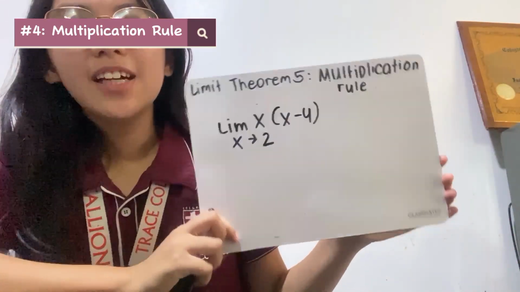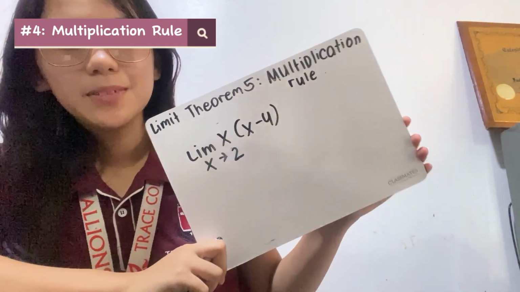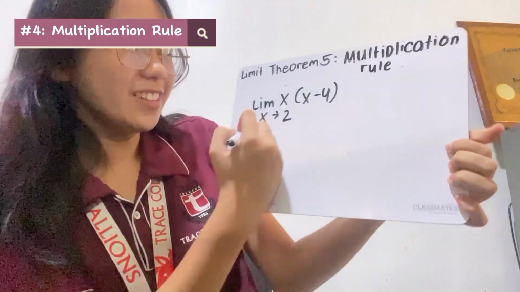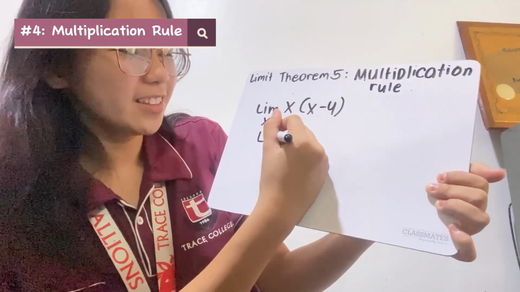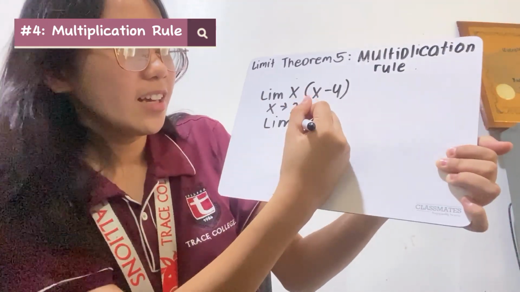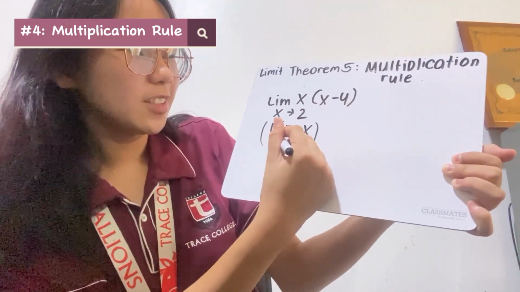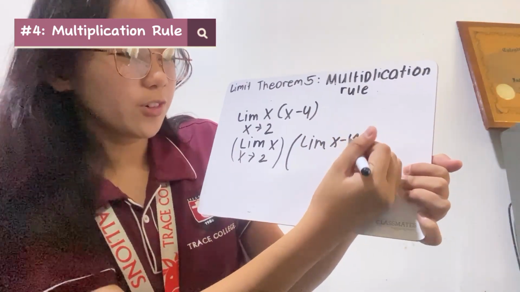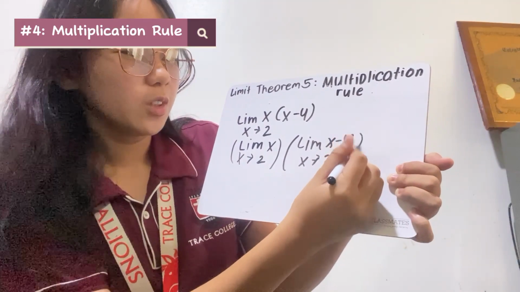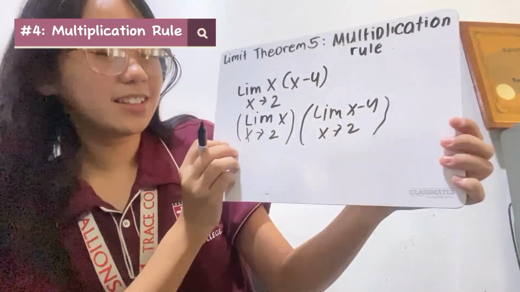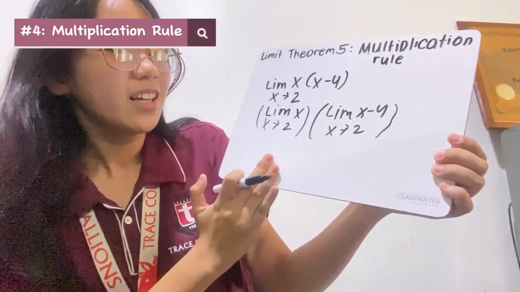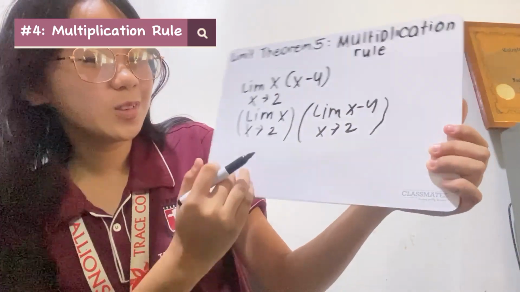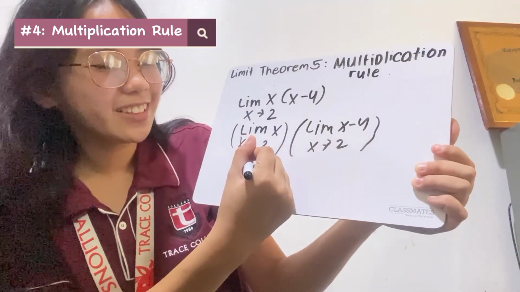So ito guys, una nating example, limit of x times x minus 4 as x approaches 2. So ang una nating gagawin dito is katulad ng lahat ng ginawa natin is paghihiwalayin muna natin tong dalawa nating expression. So limit of x as x approaches 2 times limit of x minus 4 as x approaches 2. So, kung mapapansin nyo, itong una nating expression, pwede na lang natin siyang i-denote gamit yung pangalawa nating limit theorem, which is yung limit of x. So, since ito na siya, ang sagot na dito is 2.